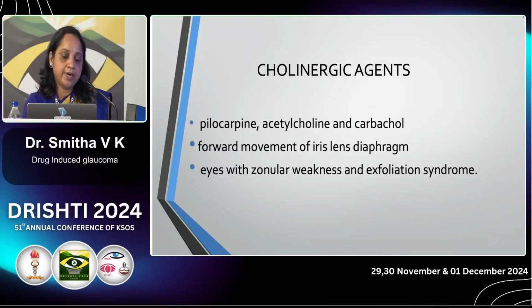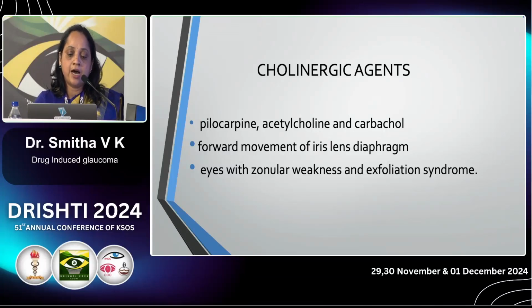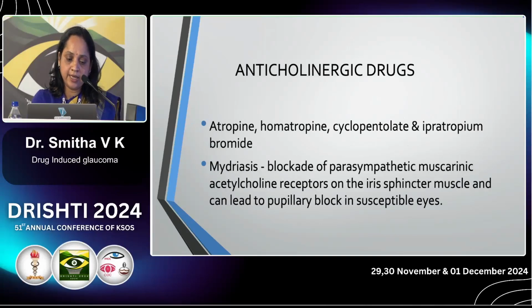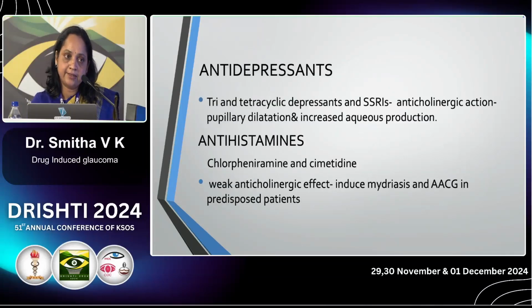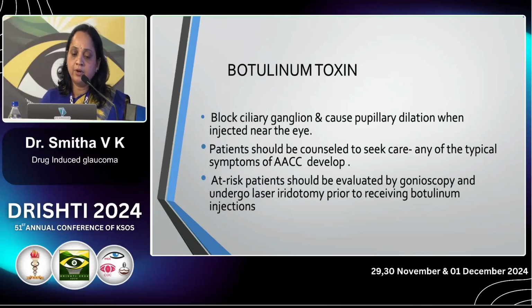Cholinergic agents like pilocarpine, acetylcholine, and carbachol cause forward movement of the lens-iris diaphragm, especially in cases with zonular weakness and exfoliation syndrome. Anticholinergics like atropine and homatropine cause mydriasis and pupillary block. Antidepressants like tricyclic and tetracyclic antidepressants can cause pupillary dilatation, and antihistamines also cause pupillary dilatation. Botulinum toxin can block the ciliary ganglion and cause pupillary dilatation when injected near the eye.